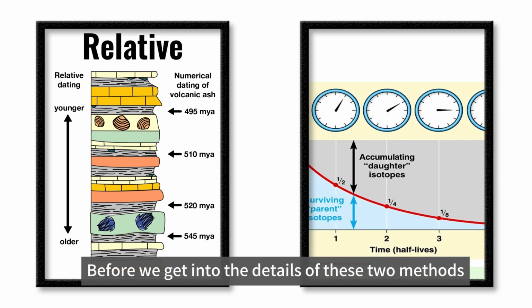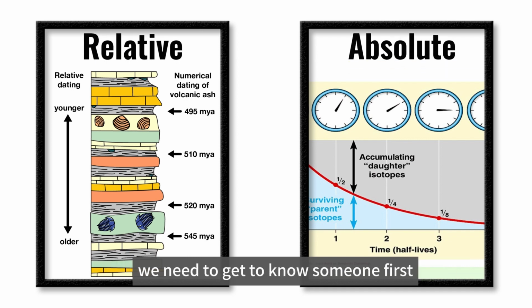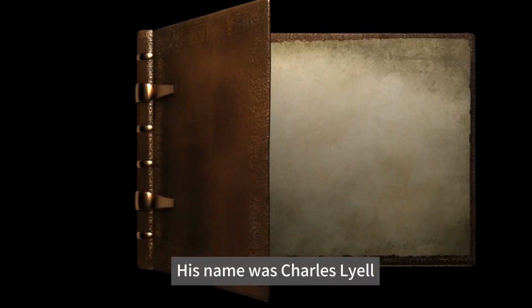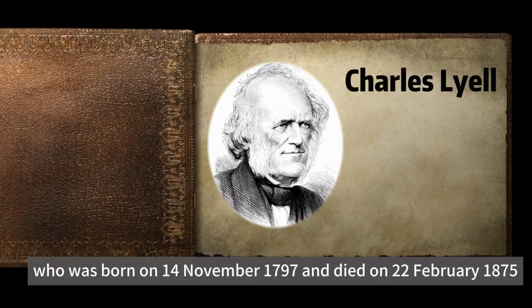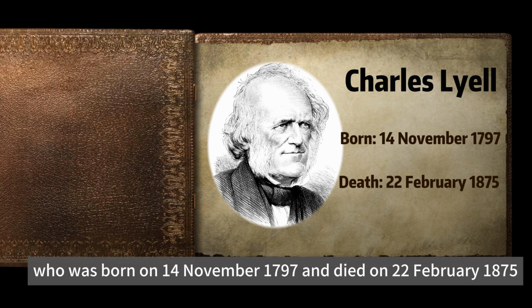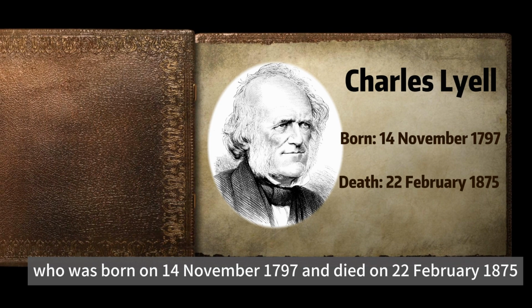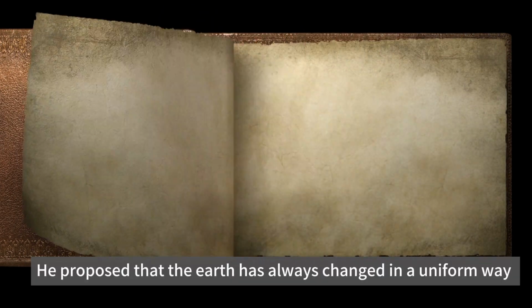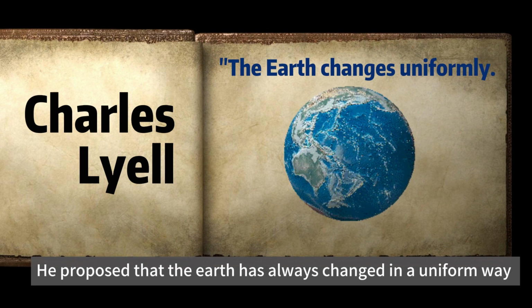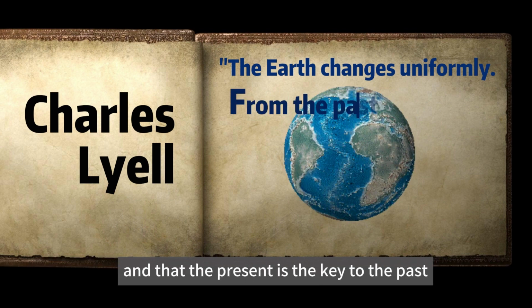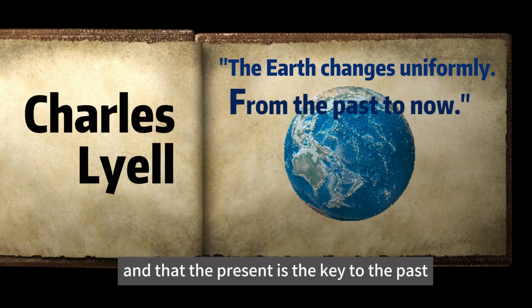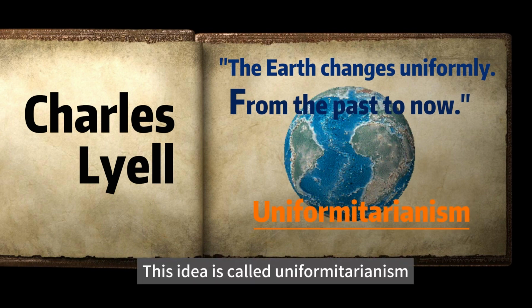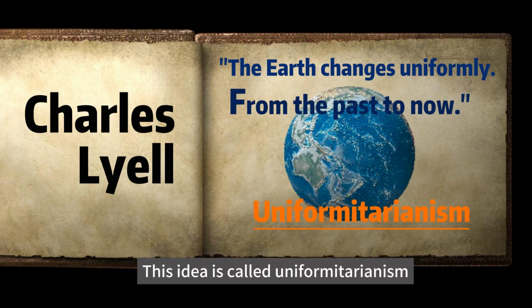Before we get into the details of these two methods, we need to get to know someone first. His name was Charles Lyell, who was born on the 14th November, 1797 and died on the 22nd February, 1875. He proposed that the Earth has always changed in a uniform way and that the present is the key to the past. This idea is called uniformitarianism.